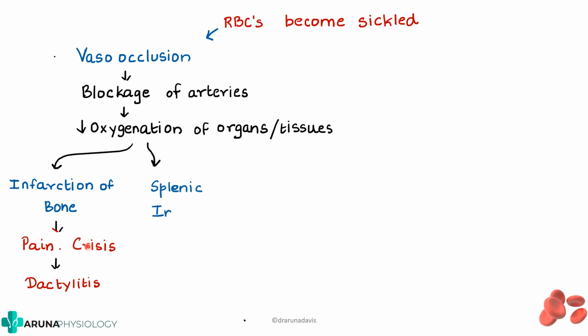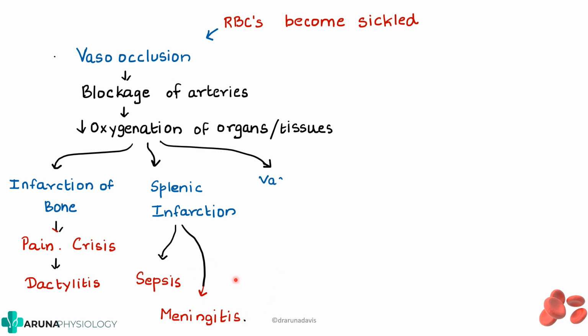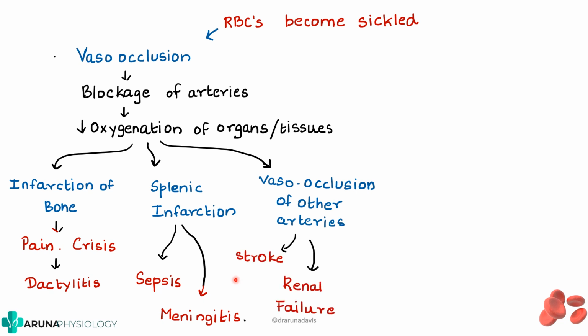Now sometimes it can occur in the spleen also. So you can have splenic infarction, and because of splenic infarction you can have sepsis and meningitis, because the spleen is an area which filters out a lot of germs. So when the spleen is not there, you can have sepsis and meningitis. And it can also cause vaso-occlusion of other arteries. For example, it can cause vaso-occlusion of the cerebral arteries, which causes stroke, and of the kidneys, which can cause renal failure. So these are the problems of blockage of arteries.